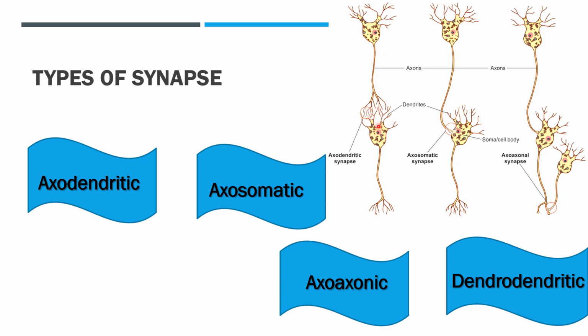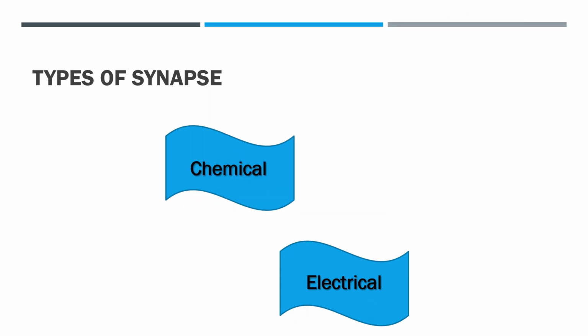So these are axodendritic synapses. Here the axon is synapsing with the cell body, so this is axosomatic, and here also this is axosomatic. What about this one, between the axon and the axon? That is an axoaxonic synapse. So these are the types of synapse based on the part of the neuron taking part in the synapse. Then we have the synapse classification based on the method in which the impulse is transmitted from one neuron to another.